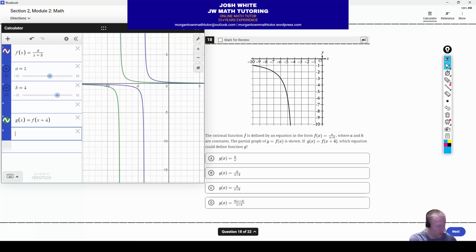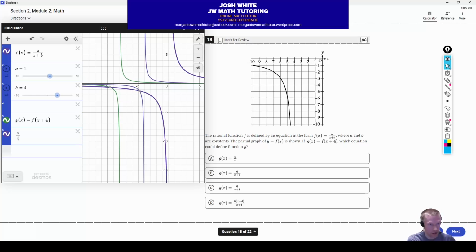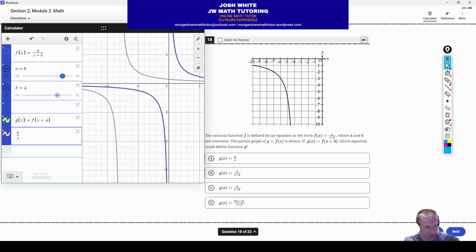What I would do now is go through the answer choices and graph them. Basically what I'm looking for is which of these answer choices matches. And actually, I'm going to set a equal to 6, because that's what all the answer choices have in the problem. So what I'm looking for is the green, which is the g of x, f of x after the shift. Which answer choice does it match up with identically?